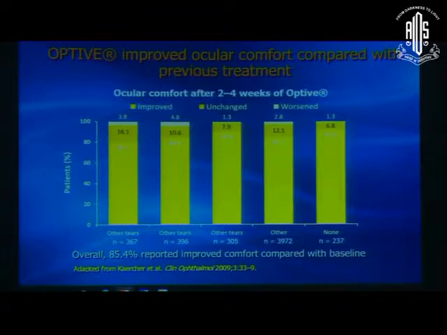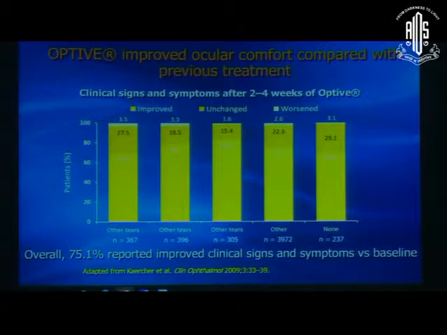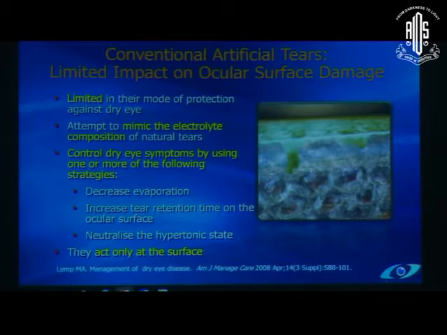There were more studies conducted, but I'll just sum up very quickly. The clinical signs and symptoms improved after 2 to 4 weeks of using Optive. The conventional artificial tears have a limited impact on the ocular surface damage, so we need to work on the inside as well, and that's what they term the dual mechanism, wherein we are not just using lubricants, we are also trying to support the cell from inside, and that's where this understanding comes from.